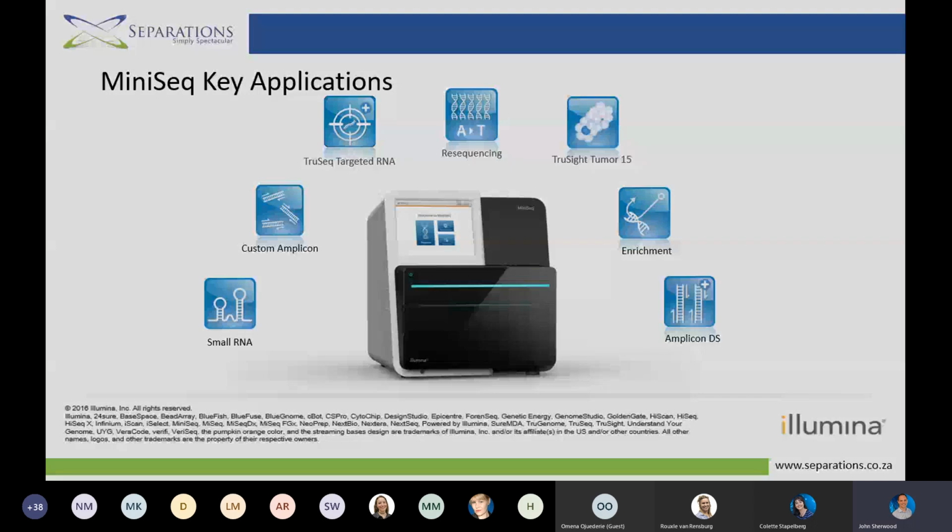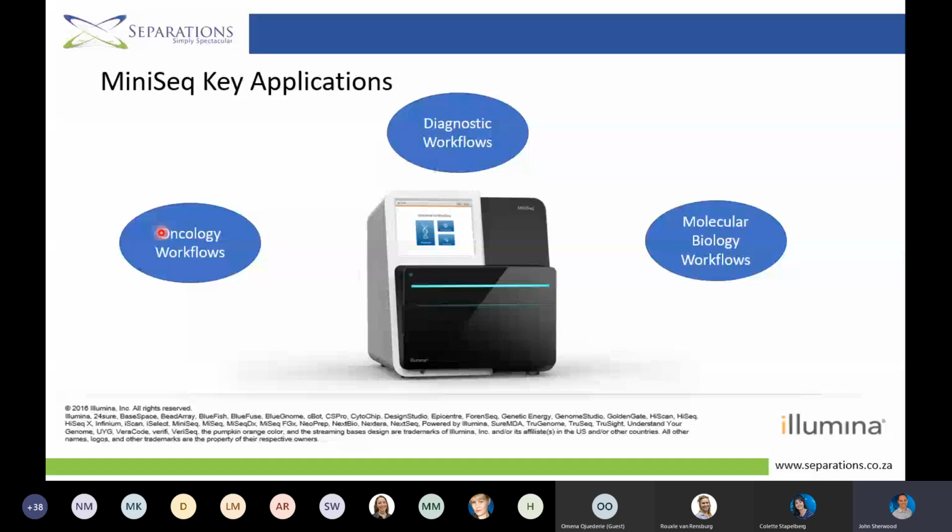So we'll quickly go into a couple of examples here. We're going to give a couple of oncology workflow examples. We'll give one general diagnostic workflow and then a couple of molecular biology workflows as well, just to give you guys an idea of the flexibility and the amount of library prep kits that are available for any lab that pretty much wants to get into next-gen sequencing. There's, generally speaking, a library prep kit that's suitable for you and for your research needs.